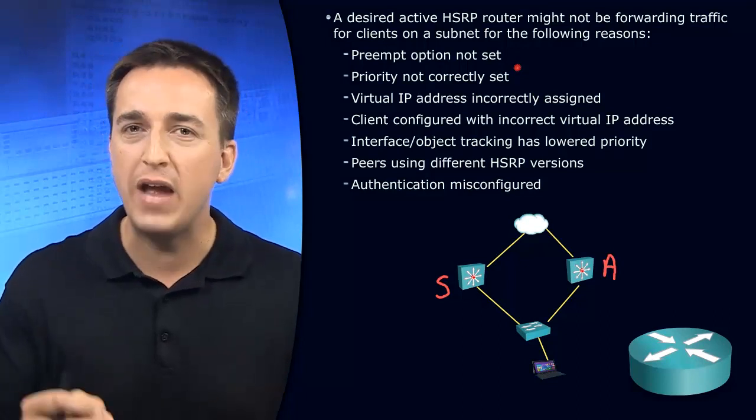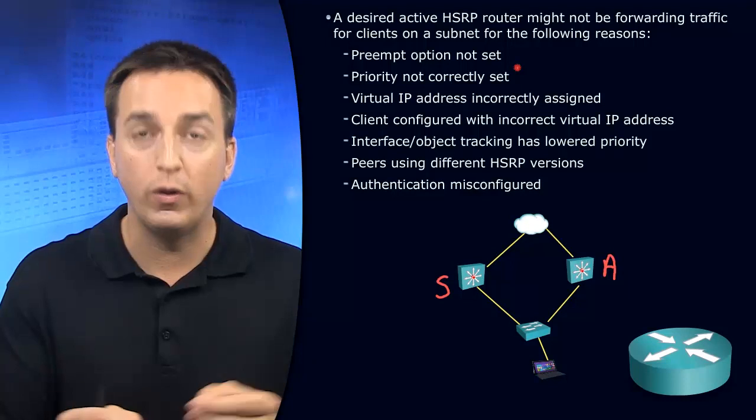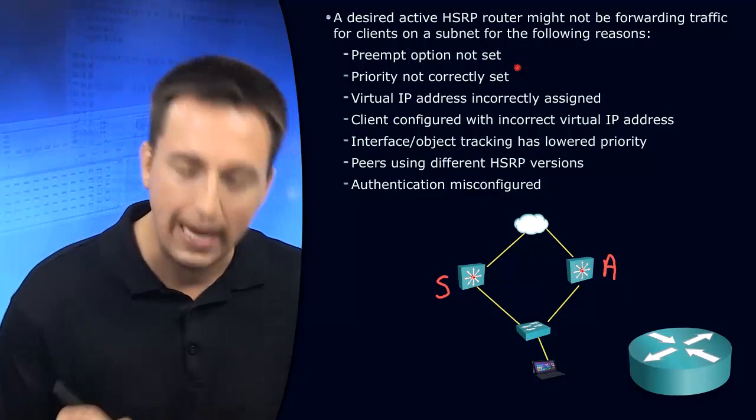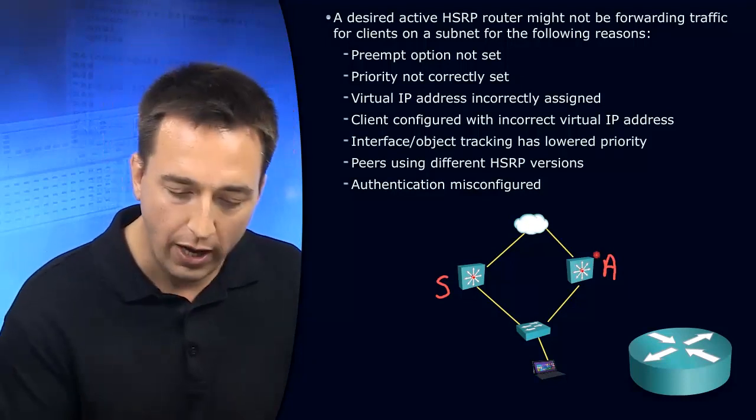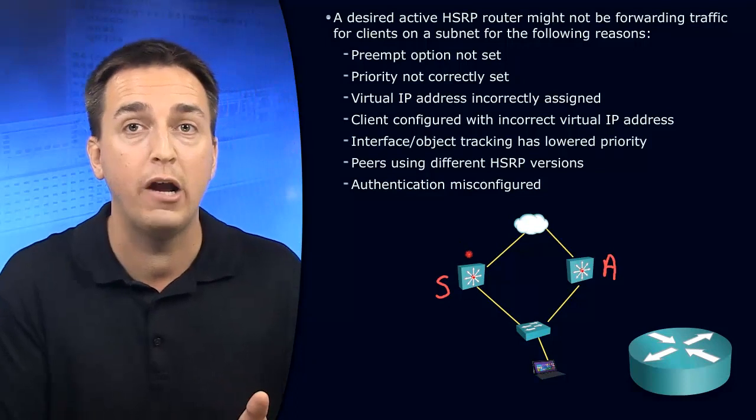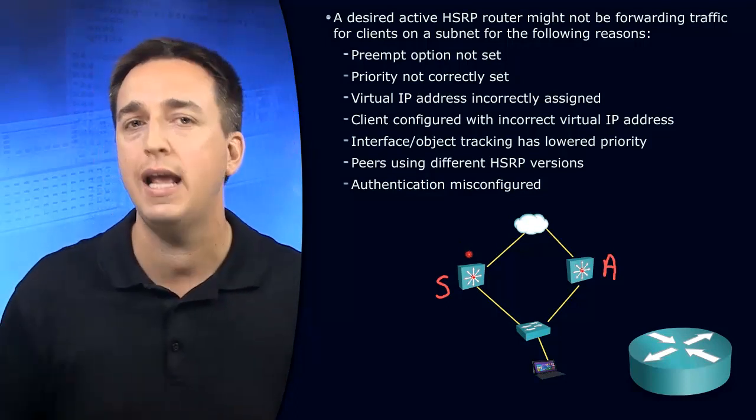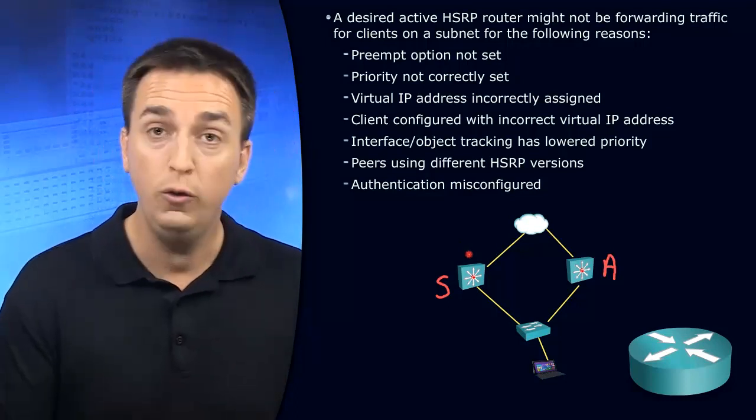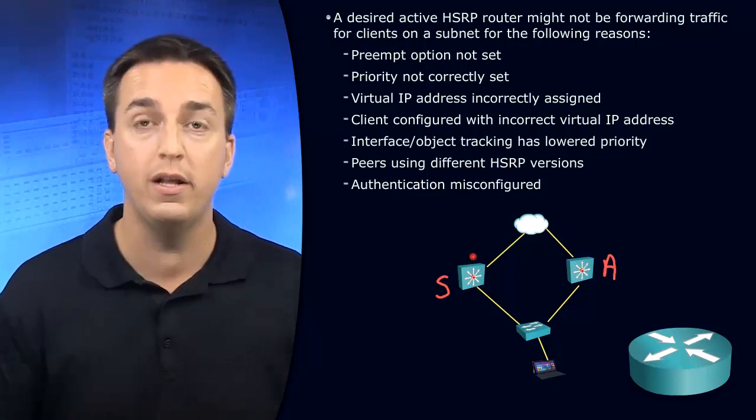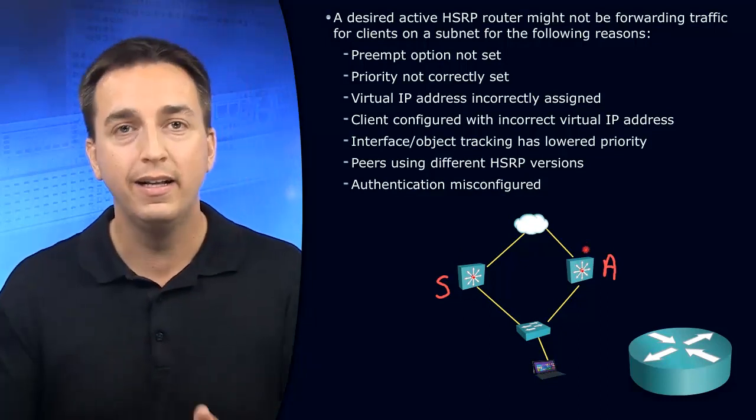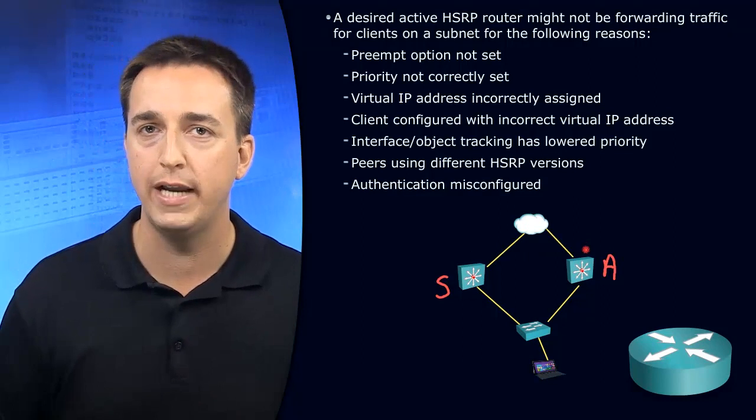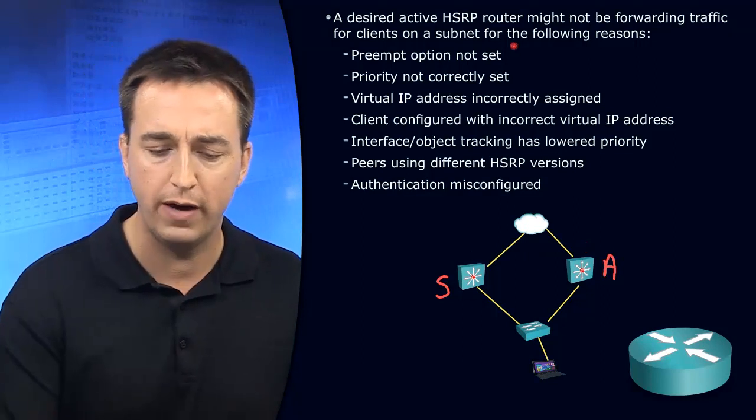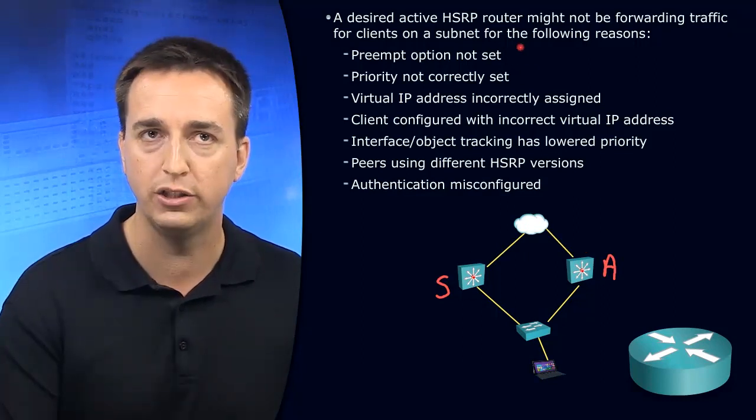So you're going to have to be able to verify that information and realize, oh, that's the reason why this one's active right now. Because I forgot to set preemption. Even though this one has the higher priority, it doesn't have preemption enabled. Or maybe, oops, I left this as a priority of 100 and this one's 110. That's why this one's the active forwarder right now. So being able to verify those is very important while troubleshooting HSRP.